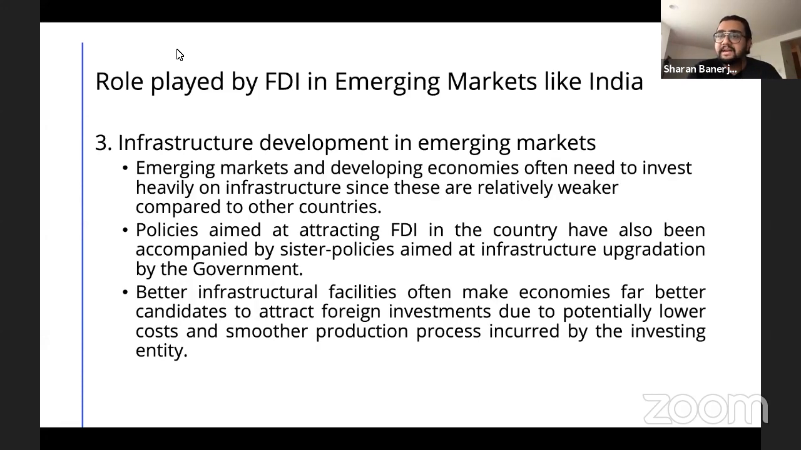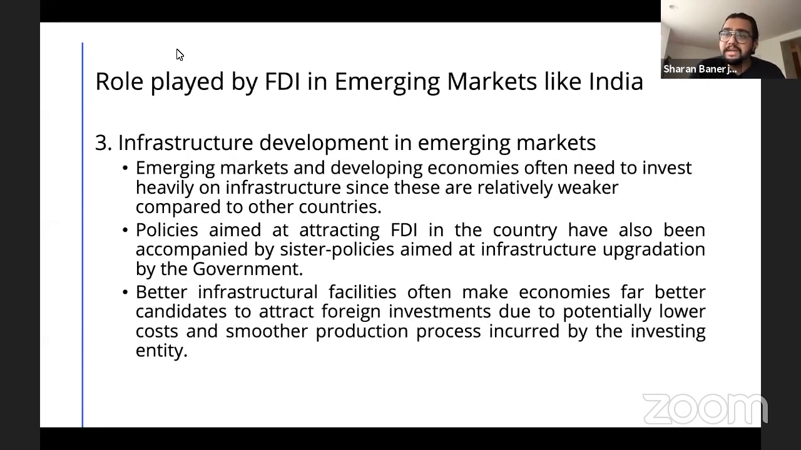Historically, because these economies don't possess too much technical know-how, these economies are still developing, they don't possess a lot of infrastructure, or they have to invest more heavily in infrastructure to catch up with the advanced economies as compared to a lot of the other emerging market economies. So a lot of the policies aimed at attracting FDIs in the country, which I'm pretty sure Rabani is going to talk about once she takes over in a few minutes, have also been accompanied by sister policies aimed at upgrading infrastructure.